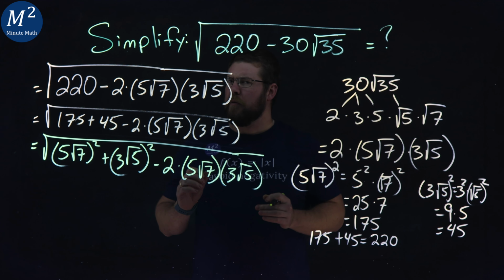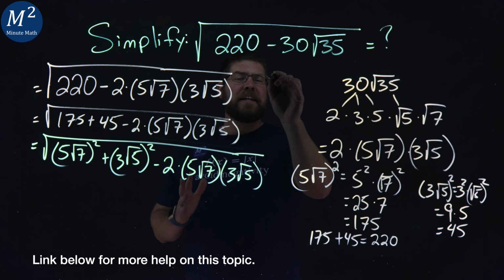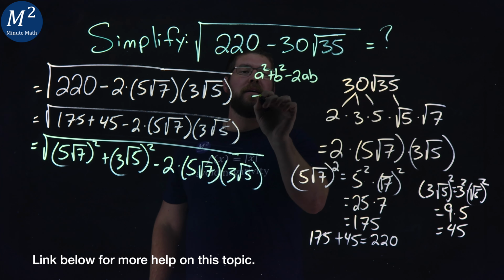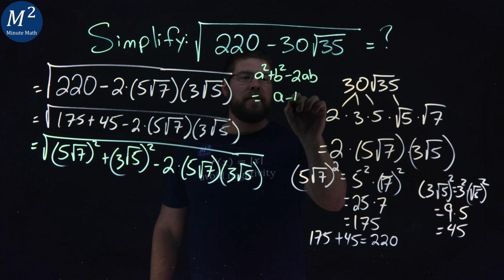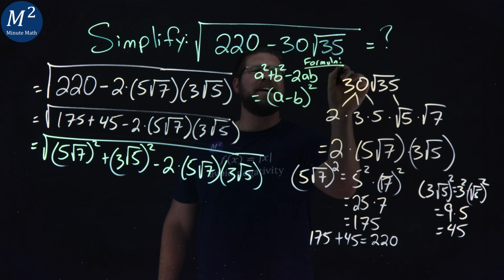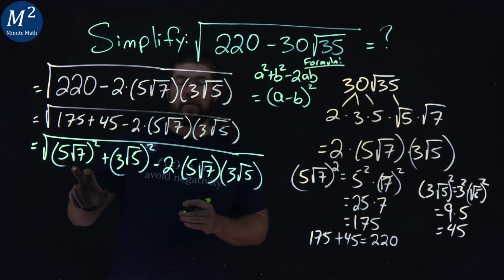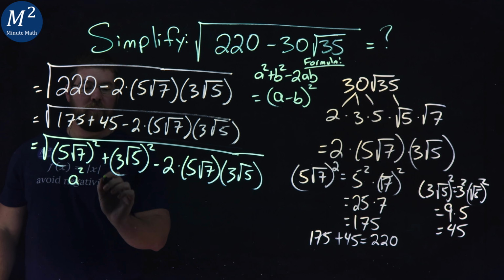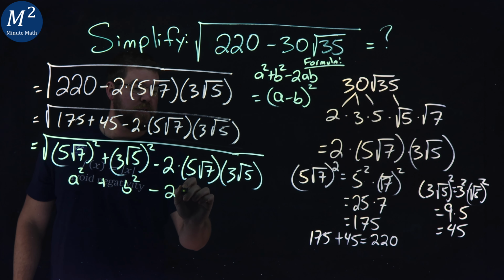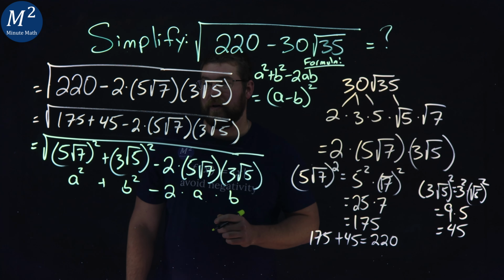Now this should look a little familiar, maybe. There is a well-known formula out there that tells us that a squared plus b squared minus 2ab is equal to a minus b all squared, our little formula. It's always good to have those in your back pocket. So how do we apply that here? Well, if 5 square root of 7 is our a, we have an a squared right here, plus 3 square root of 5 is our b squared, minus 2 times our a, 5 square root of 7, times our b, 3 square root of 5.